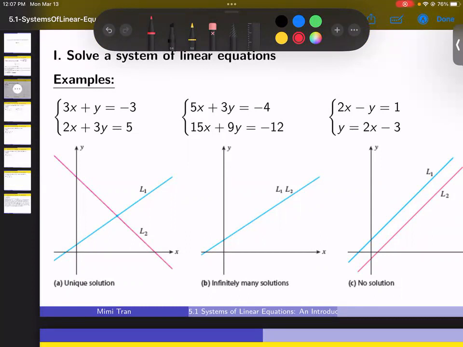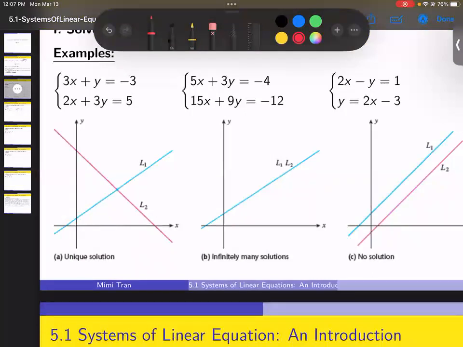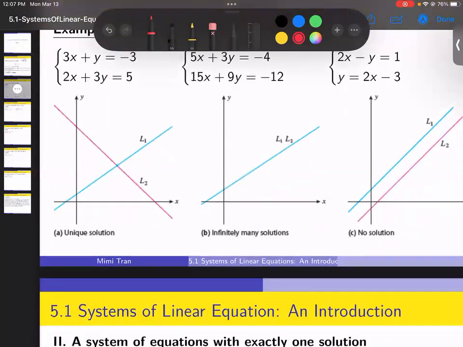Dependent or independent? Dependent, because you only see one line. And then the last one, inconsistent or consistent? Inconsistent, and it's independent, two lines. So you have to distinguish between consistent, inconsistent versus independent, dependent.